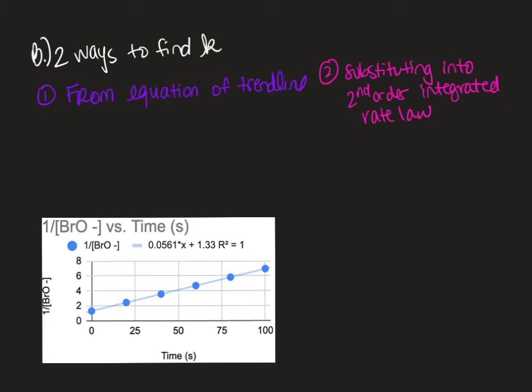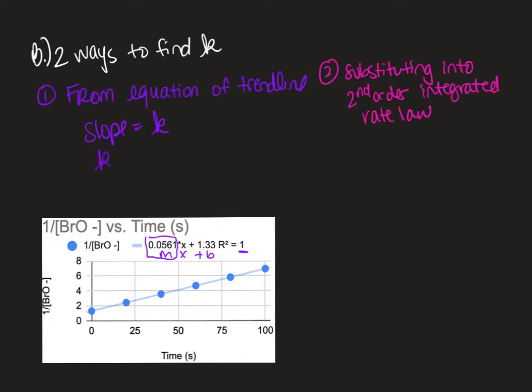So here's part B. We need to solve for the value and also units for K. There's actually two ways to do this, and you should be familiar with both of them. We know it's second order based on the R squared value of the 1 over concentration versus time graph. So here, this is y equals mx plus b, and m is your slope, and for the second order integrated rate law, the slope is equal to positive k.